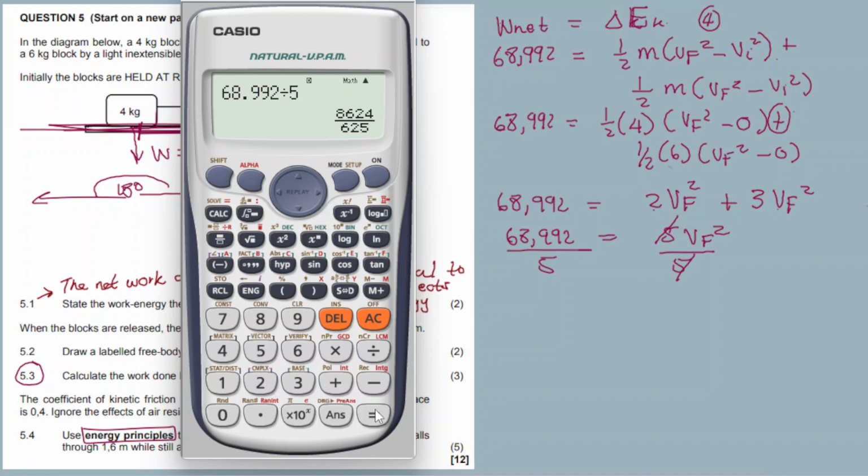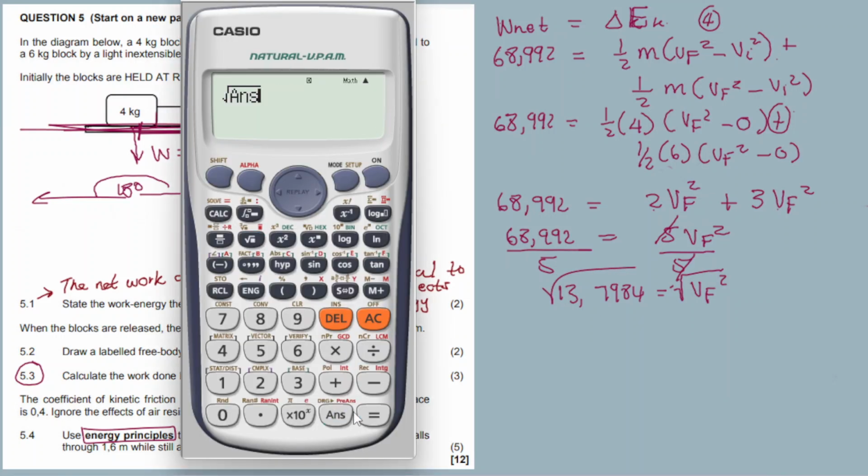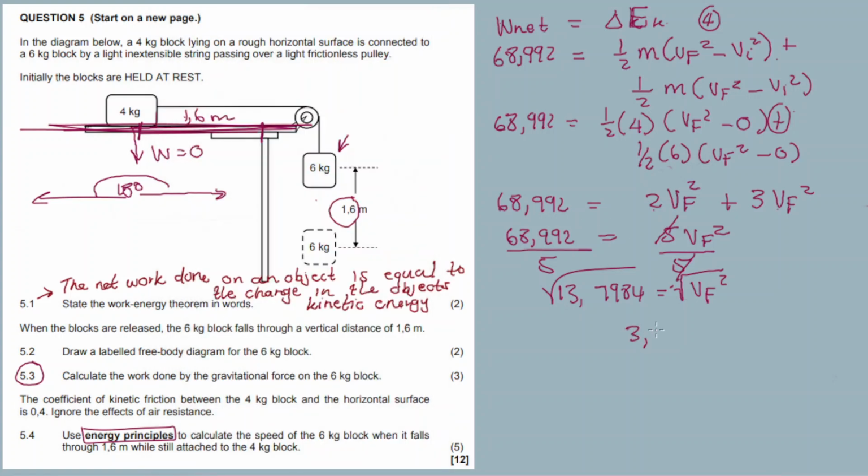Divided by 5, here is our answer, divided by 5. Then I must take the square root: 7984 equals vf squared. Squaring both sides, the square root of our answer is equal to 3,71 meters per second, equal to vf. This is our final answer here.